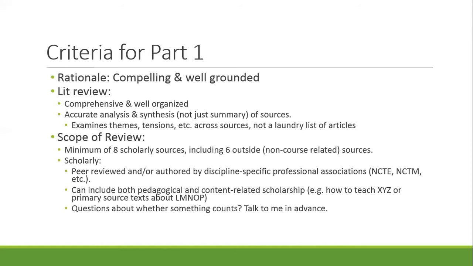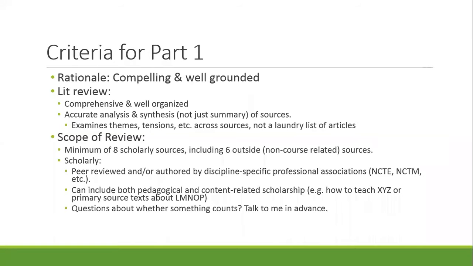In terms of the scope of your review, you're required to have a minimum of 8 scholarly sources, including 6 outside, that means non-course related sources. What do we mean by scholarly? We're talking about peer-reviewed sources or sources that are authored by discipline-specific professional associations, NCTE, NCTM, AFCTL, I always get that acronym wrong, and so forth.